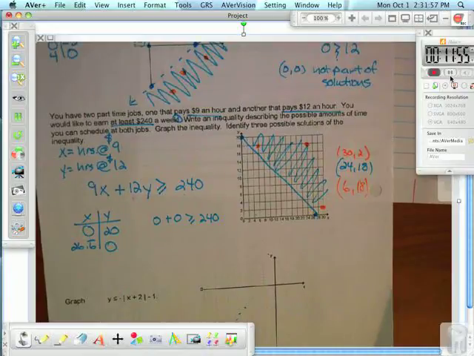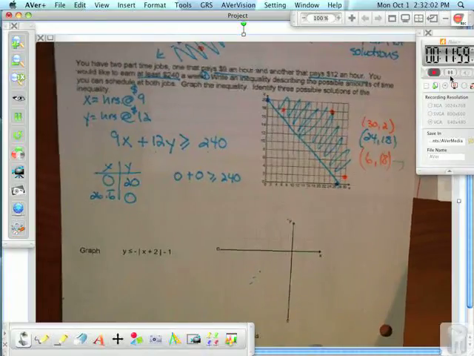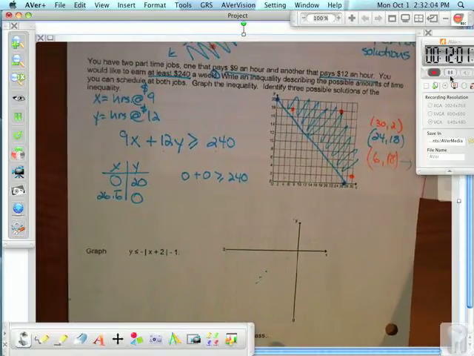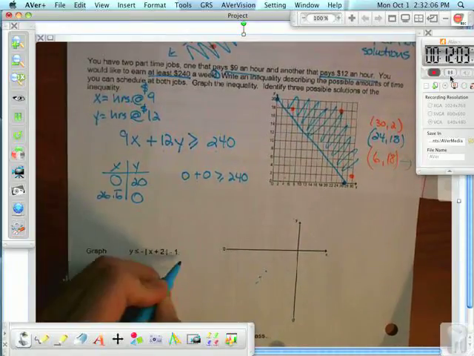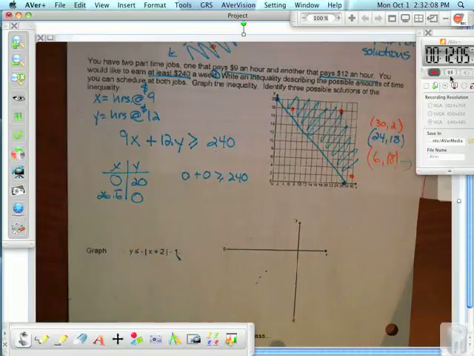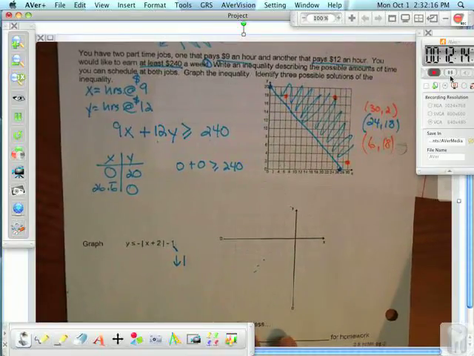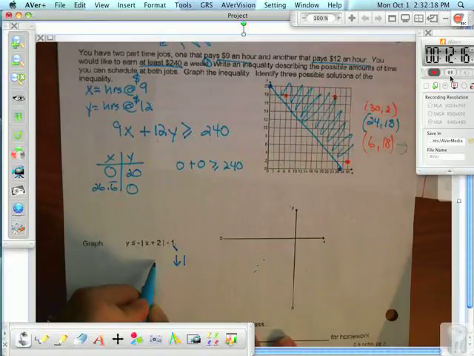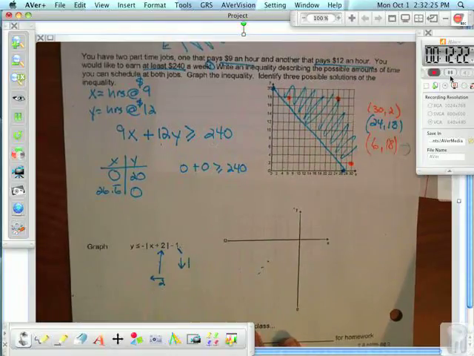Doable? Yeah. Okay. This one is really fun. Let's do this. Okay, graph. So what does this tell me right here? I'm going to do what? From the parent function, it tells me to do what? Go down 1, right? The minus 1 tells me to go down 1. The plus 2 tells me to do what? Go left 2. The negative tells me to do what?